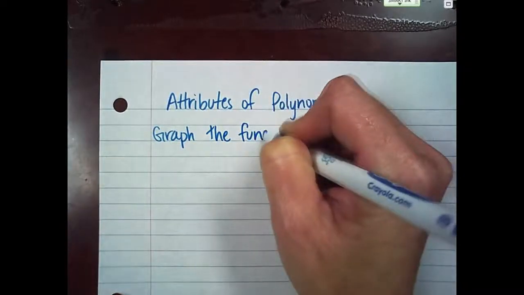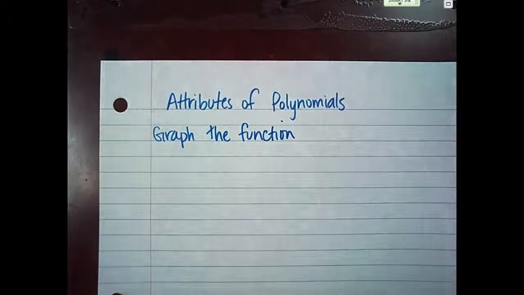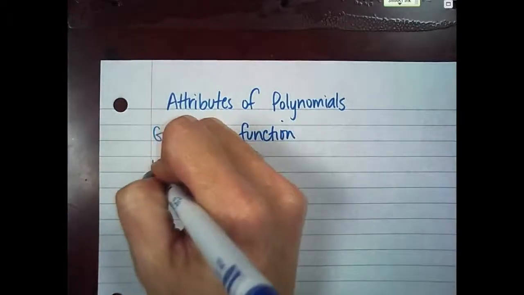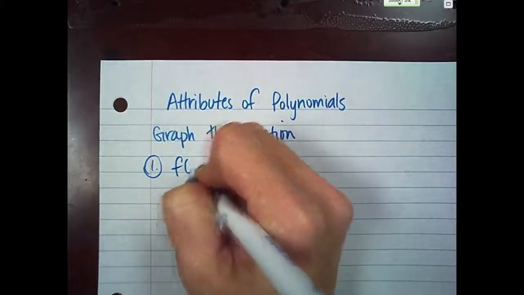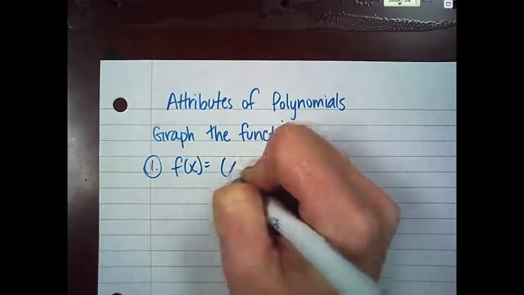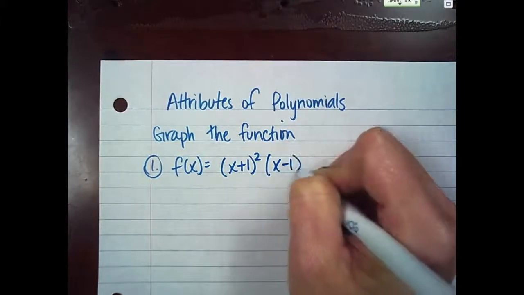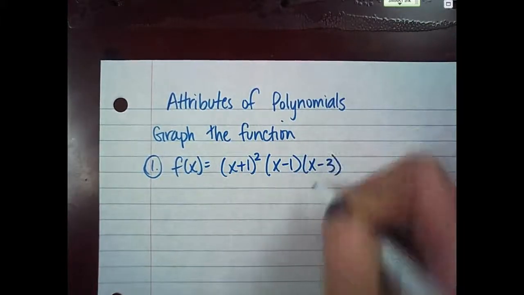And you want to graph the function. You're going to graph a polynomial. You graph lines, you graph quadratics. You never graphed something with anything higher than the power of 2, right? So that's what we're going to do today. Number 1, f of x equals x plus 1 squared times x minus 1 times x minus 3.